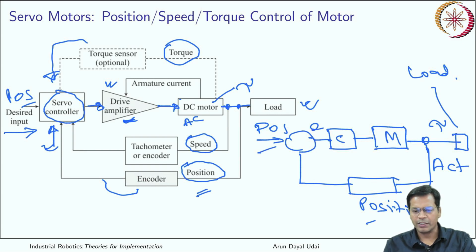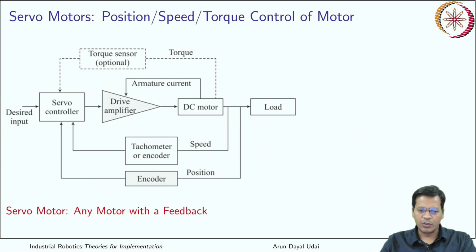So the error from here is fed to the controller. The controller gives a kind of signal. Over here, let us say it can give you current, and finally it goes to the motor, and the motor runs. So this is a closed loop operation, and that is what is utilized by the servo motor.